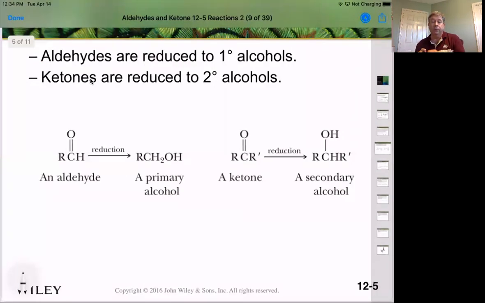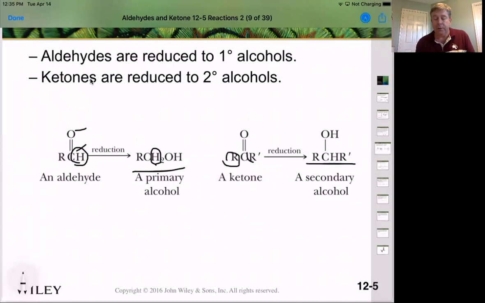Okay, so instead of oxidizing, now that we can only oxidize the aldehydes and very rarely the ketones, let's go the other way. Let's take it and add hydrogen across the system. So aldehydes are always reduced to primary alcohols because we already have a hydrogen here, and we can add two hydrogens across that double bond to give us a primary alcohol. Ketones will always reduce down to give us a secondary alcohol because we already have two R groups attached to the carbon, and we'll add one hydrogen to the carbon and one hydrogen to the oxygen.